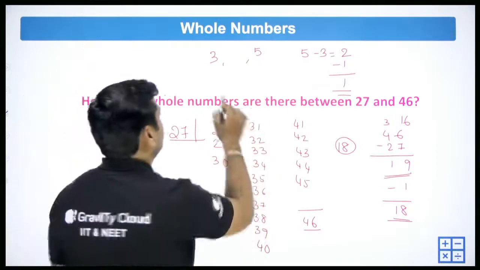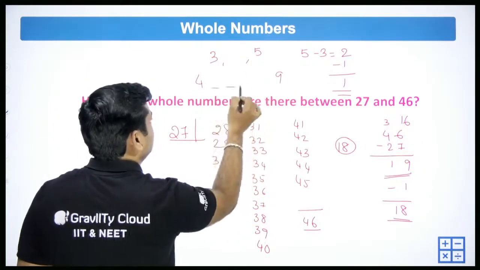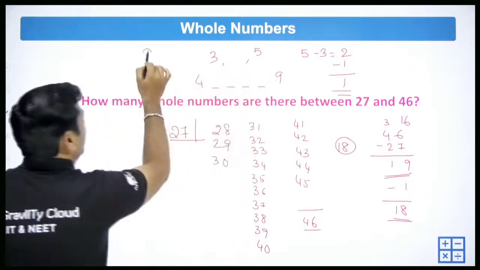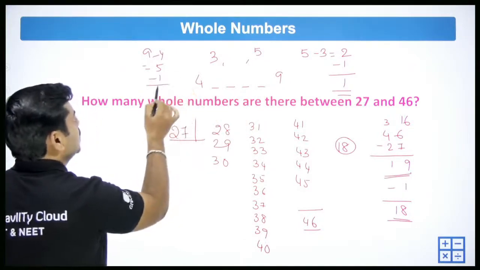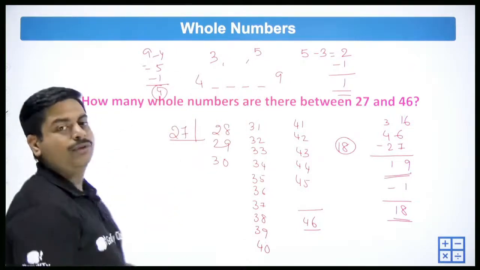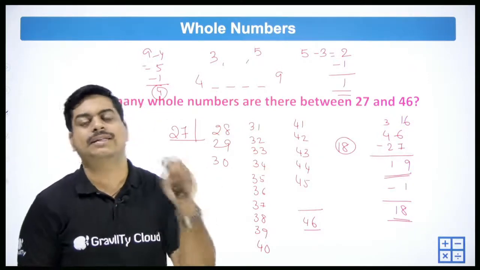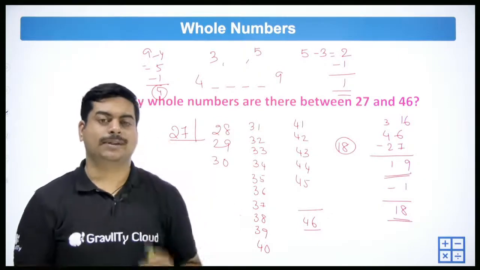I'll give you one more example. For example, if you go for 4 and 9: 5, 6, 7, 8. You know, 4 numbers are there, but 9 minus 4 is 5. So only 4 numbers are there, so 5 minus 1 is 4. So between any two numbers, the difference minus 1 will be equal to the number of elements between those two numbers. Correct? Between those two numbers, the number of whole numbers.